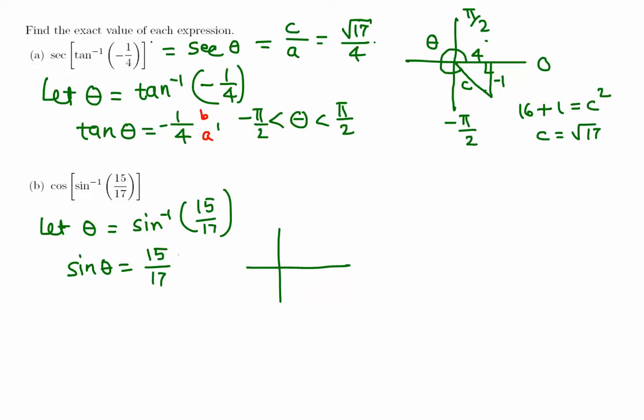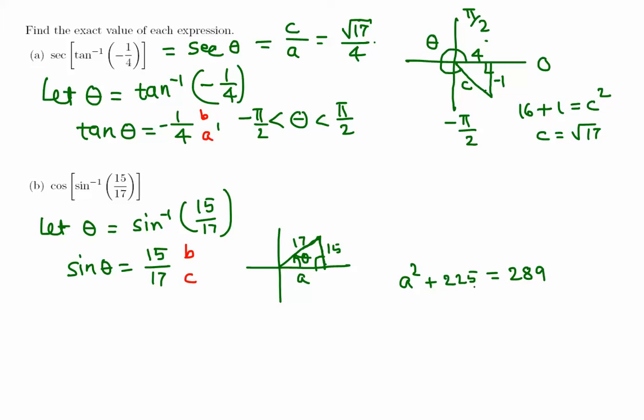Sine is opposite over hypotenuse. So we have, in the first quadrant, theta, and this is opposite 15 over hypotenuse 17. Now we are missing adjacent A, and we know that A square plus B square equals C square. A square plus 15 square, 225, is equal to 17 square.